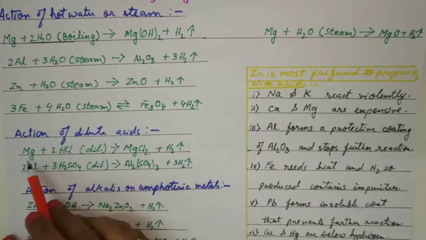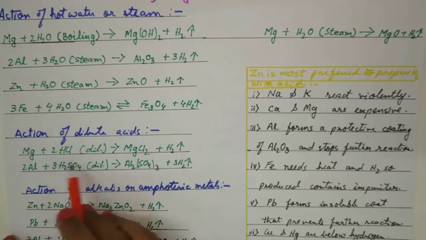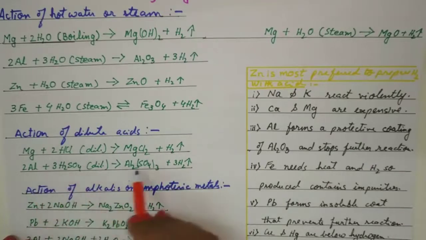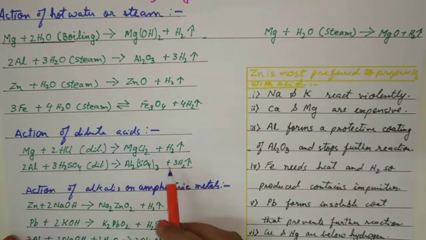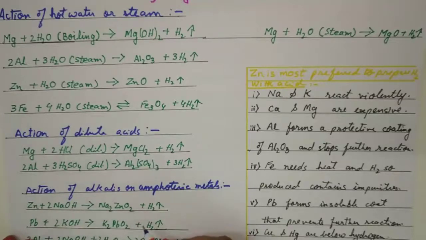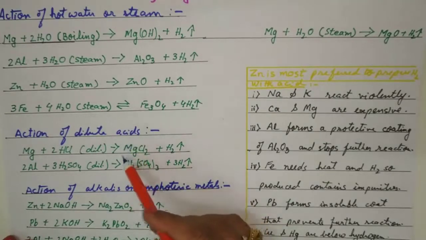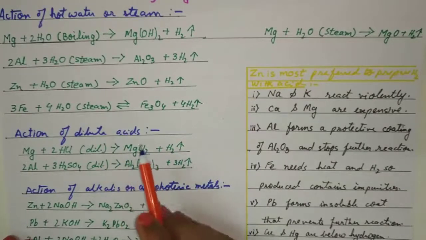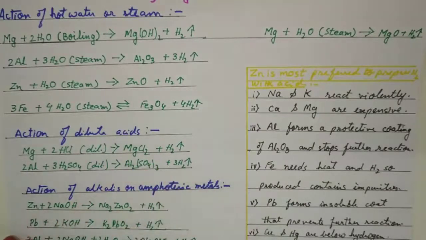So we know that magnesium with dilute HCl will give you salt and hydrogen. Aluminium with dilute sulfuric acid will give you salt and hydrogen. Similarly, zinc with HCl gives zinc chloride and hydrogen. Zinc with dilute sulfuric acid will give you zinc sulfate and hydrogen. There are many other reactions under this topic in your text. I would suggest you practice all of them. This is important.